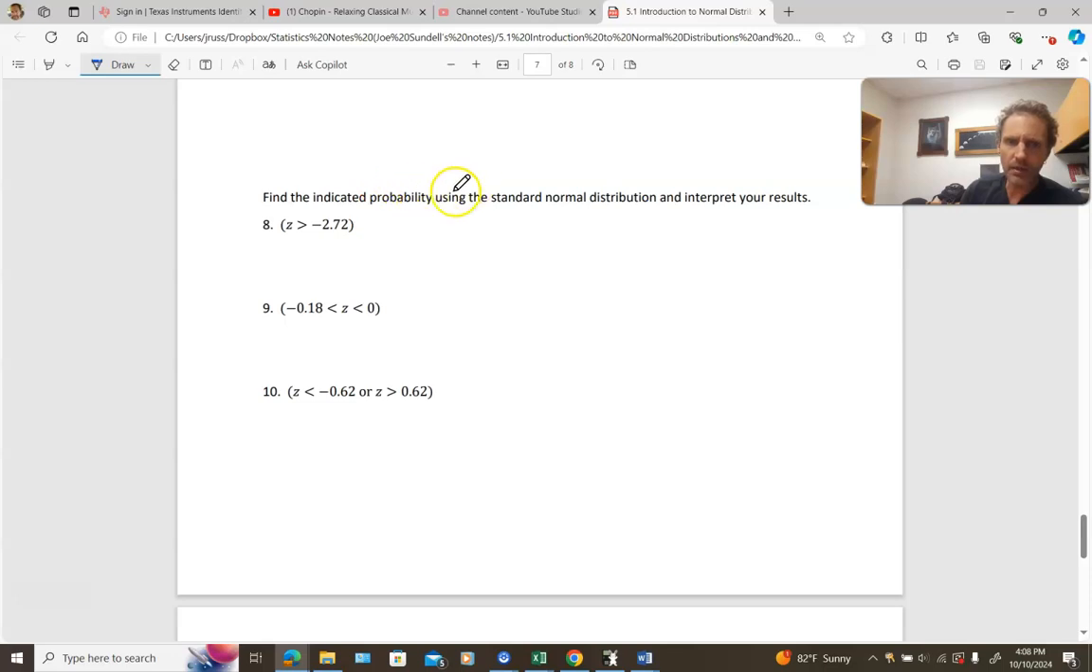Okay. So number 8. It says find the indicated probability using the standard normal distribution. Well, this means the indicated probability that z is greater than -2.72. What this equates to, guys, is finding the area to the right of -2.72. Okay. So in other words, if -2.72 is here, the area to the right is almost the entire distribution. So I'm guessing we're going to get a value that's relatively close to 1.